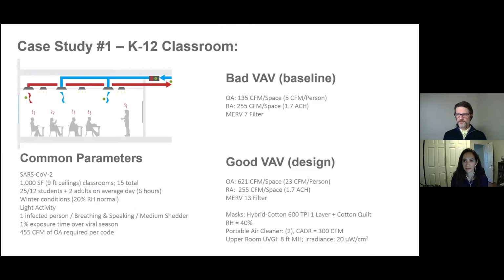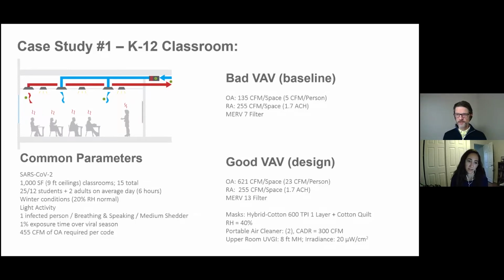The first condition is a fully occupied space, 25 students. But then we'll also look at, let's say we're de-densifying, and we're going to have that at 12 students. So we'll look at both of those situations. And we'll say there are 2 adults in the space, a teacher and a parent. And let's say their exposure is 6 hours for that day.